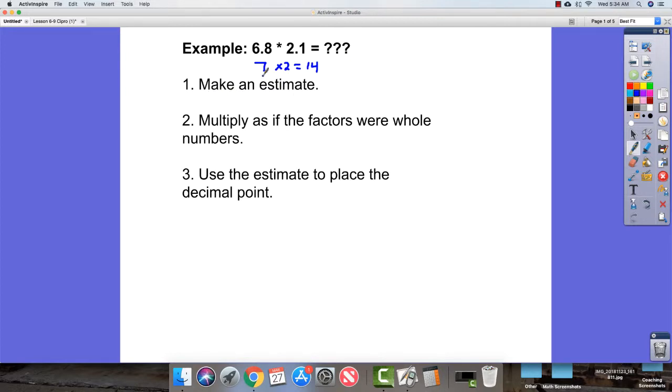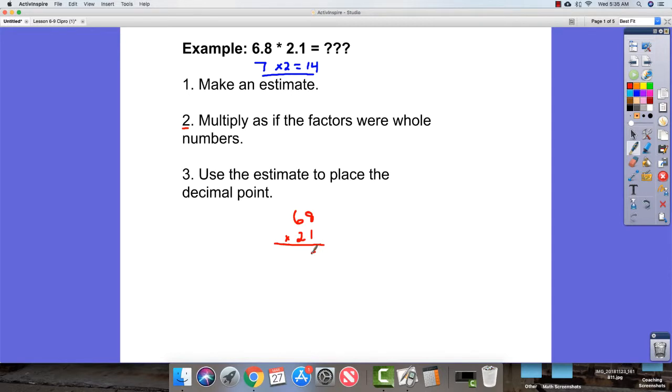As long as you're not off by a whole lot, it's just to help us place the decimal. So step 1, did that. 7 times 2 equals 14. Step 2, I'll do step 2 in red here. Step 2 is to multiply as if the factors were whole numbers. So I'm going to pretend there's no decimal here and just multiply these factors as if they were whole numbers. So I'm going to do 68 times 21. I'm going to ignore the decimal. I'll do that down here, and then it just multiplies as whole numbers. And we know how to multiply multi-digit numbers.